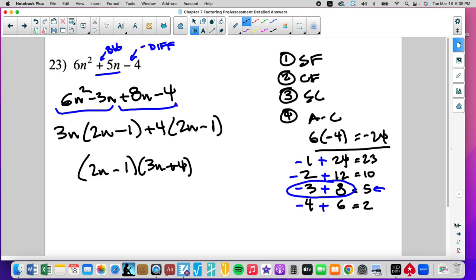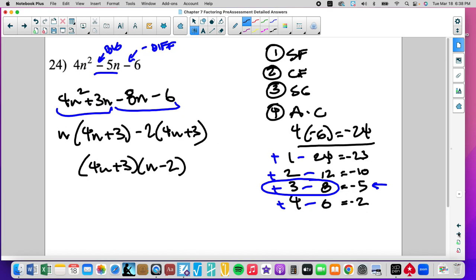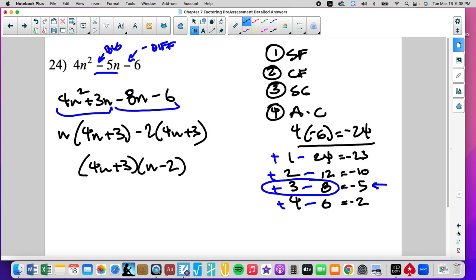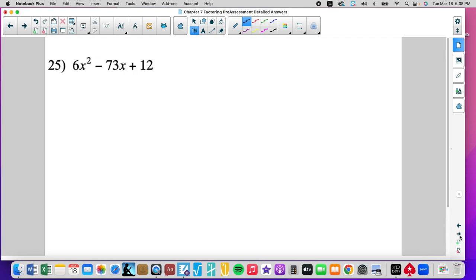How did these two differ? Oh yeah, they differed completely. Wow, that's cool. It's really neat to see that just flipping those changed a lot of stuff. I like that problem. I like it a lot. Good problem for us. Standard form, common factor, special case, A times C.